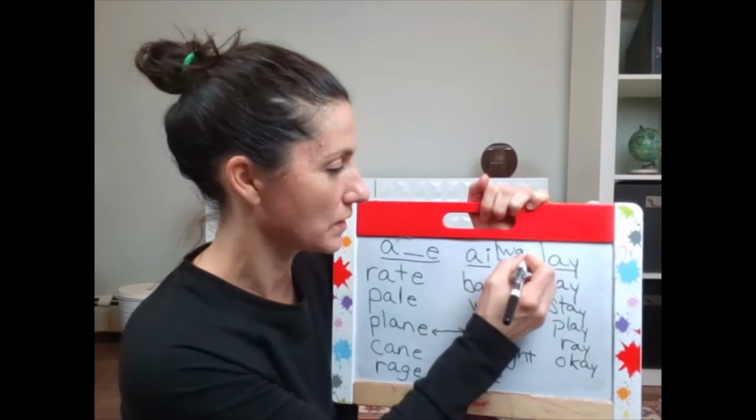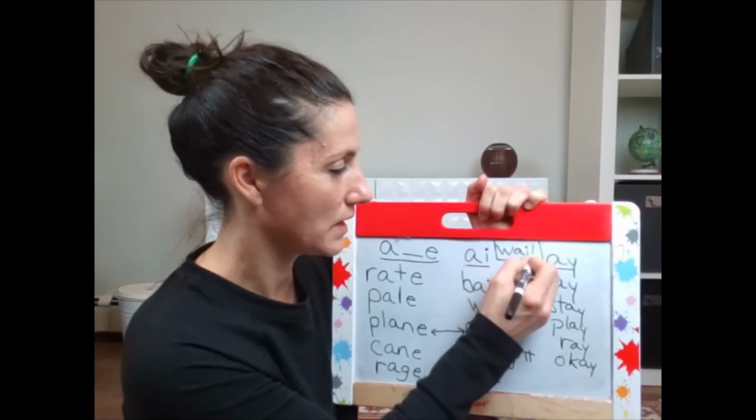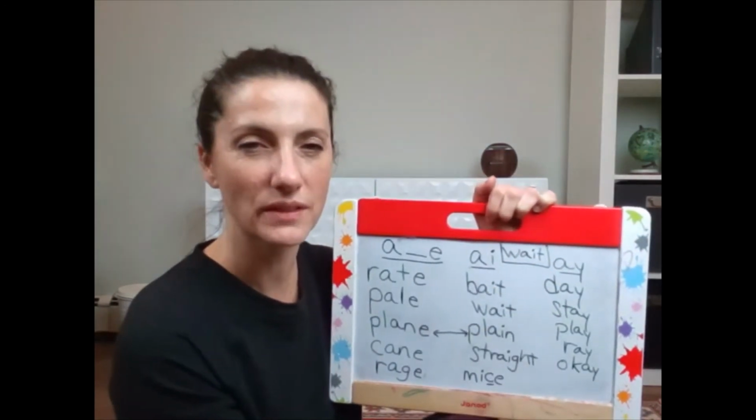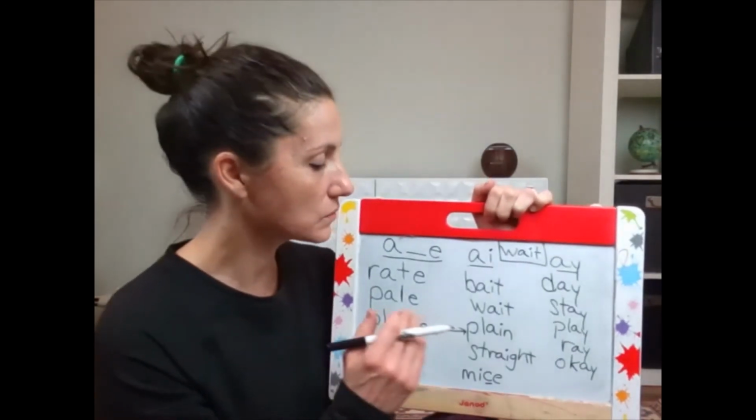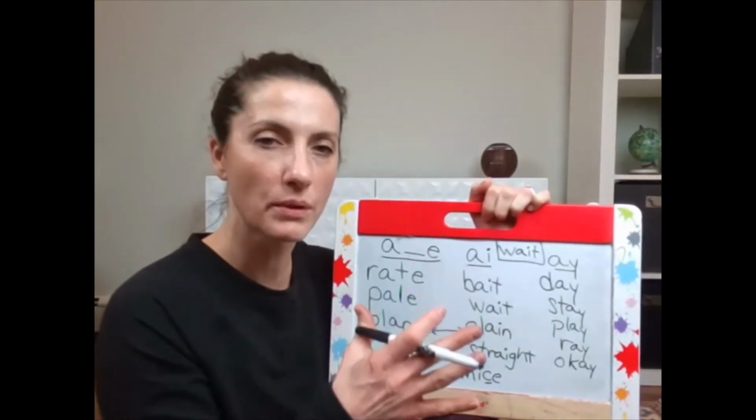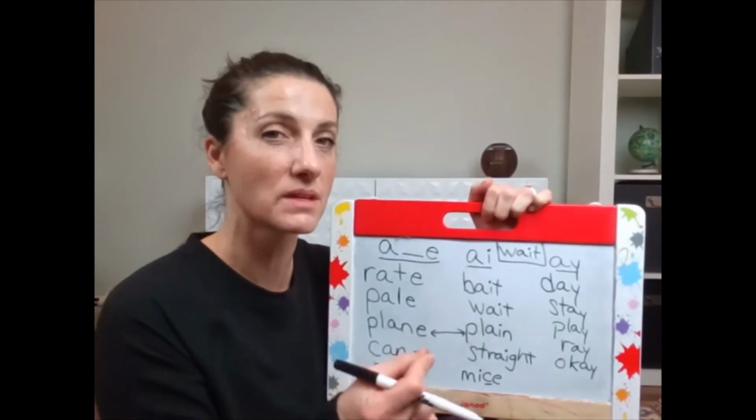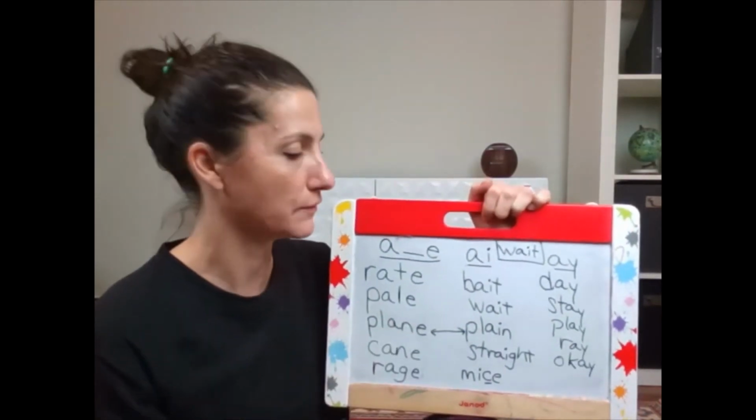I'll try the next one, A-I, W-A-I-T. And then you look at that and you say, ooh, I've seen that before. That one looks right, right? So this is why it's important that we know these things so that you can play around with it when you're spelling. And if something doesn't look quite right, try it out a different way.